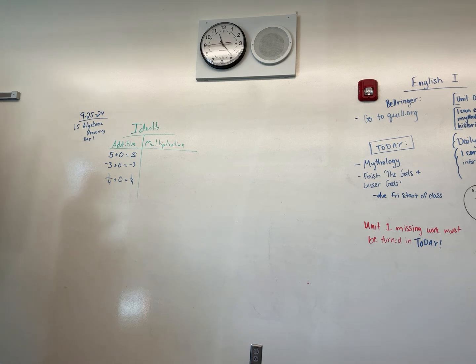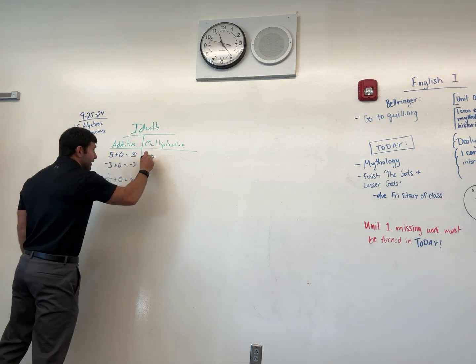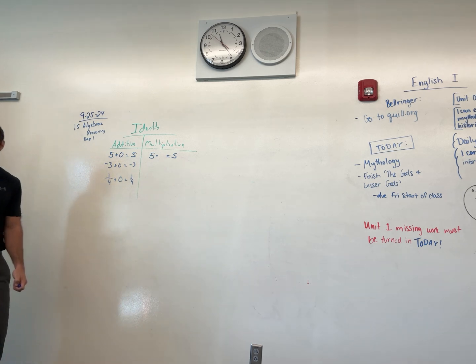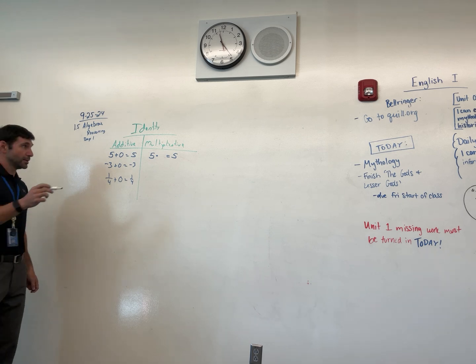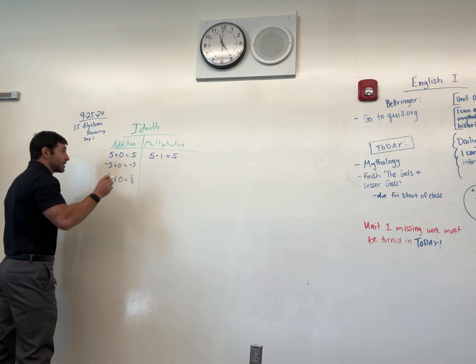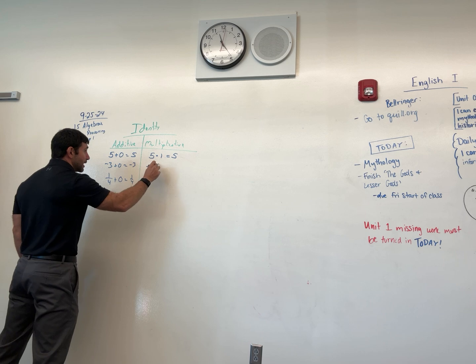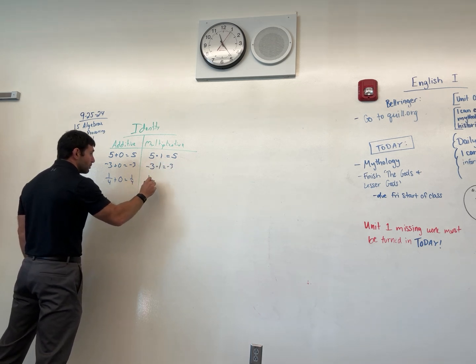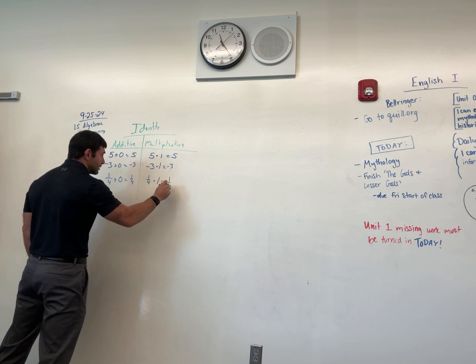Well, what about the multiplicative? Same idea, but if I have 5 times something equals 5, what do I have to multiply by to get the same thing? 1. 5 multiplied by 1 is 5. Negative 3 multiplied by 1 is negative 3. 1/4 multiplied by 1 is 1/4.